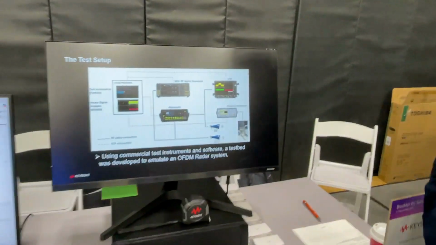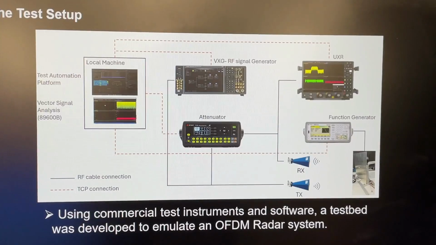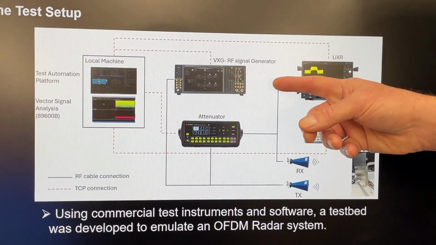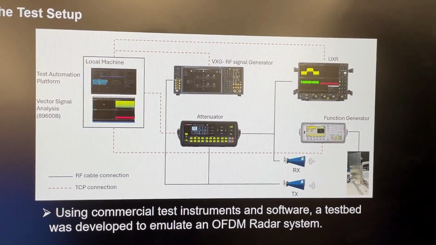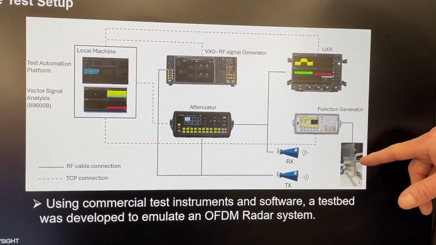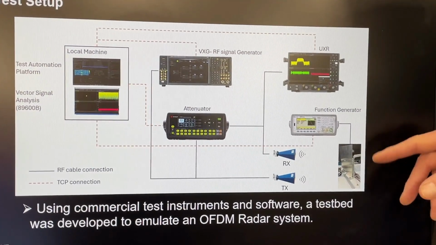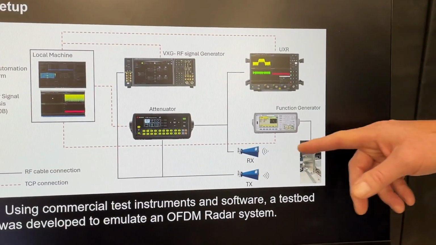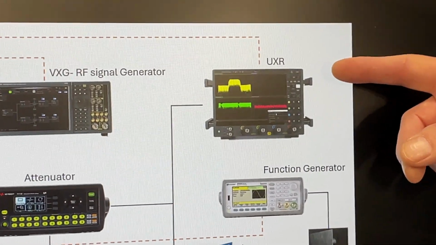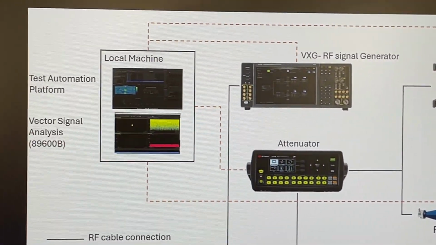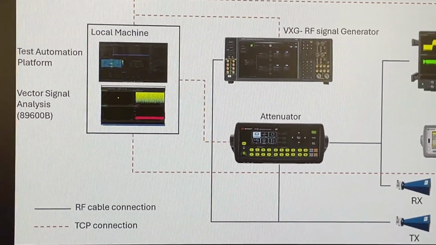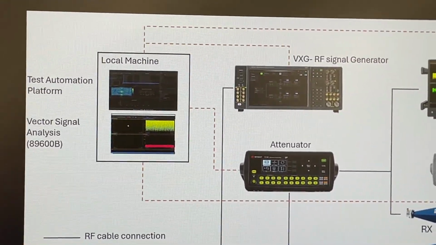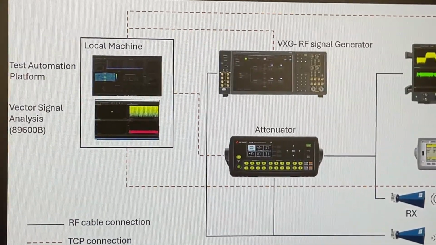So the system we were using was, again, our OFDM emulation system, which consists of Keysight test instruments and software. We use a signal generator to create our OFDM signal. We're outputting that through an antenna, bouncing signals off of our target that's being stimulated by this multi-tone signal through a function generator and a vibration generator. We're receiving the targets with our UXR signal analyzer and doing the initial demodulation using our vector signal analyzer software, 89600, and then we've developed code in our test automation platform for doing the OFDM radar calculations.